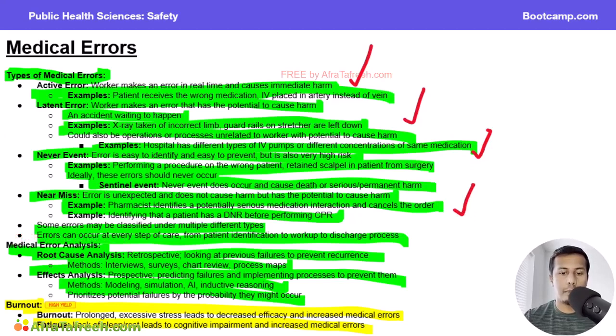After that, we talked about medical error analysis. We talked about root cause analysis, which is retrospective. We looked back at previous failures to prevent recurrence. And then we talked about effects analysis, which was prospective. We looked forward to predict failures and implement processes to prevent them. After that, we talked about burnout and fatigue. Remember, burnout is prolonged excessive stress that leads to increased medical errors, whereas fatigue is lack of sleep and rest that leads to increased medical errors. That is the end of Unit 4, and I will see you in the next one.